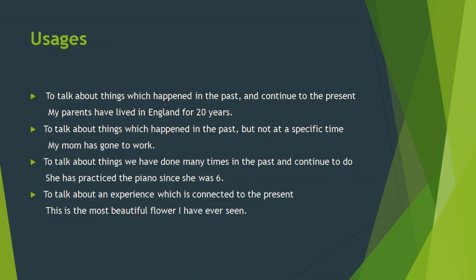We use it when we do something in the past many times and continue to do that. We have experience of doing something many times. For example, she has practiced the piano since she was 6. So when she turned 6, after that, till now, she has practiced the piano several times. To give this type of impression, we use present perfect tense.